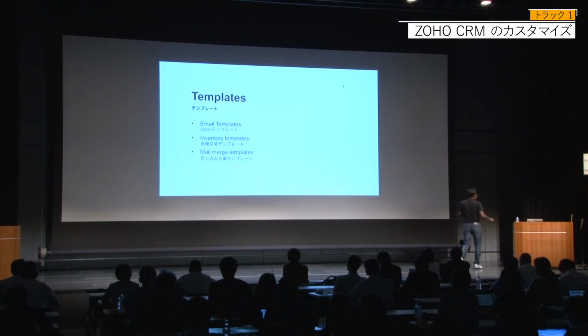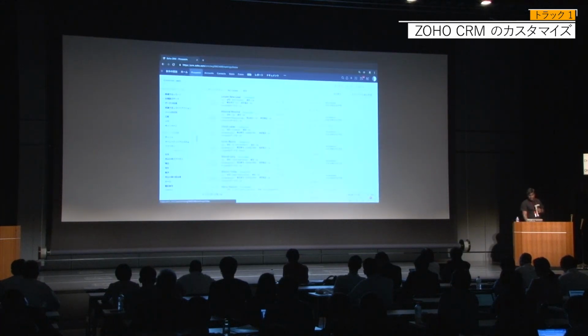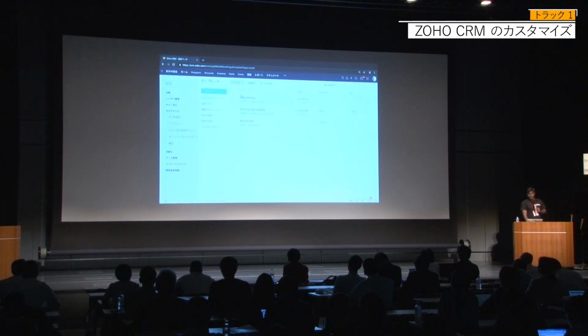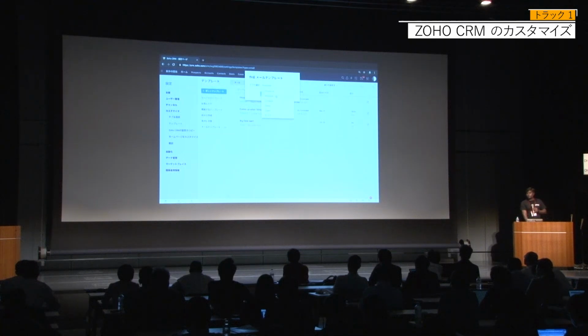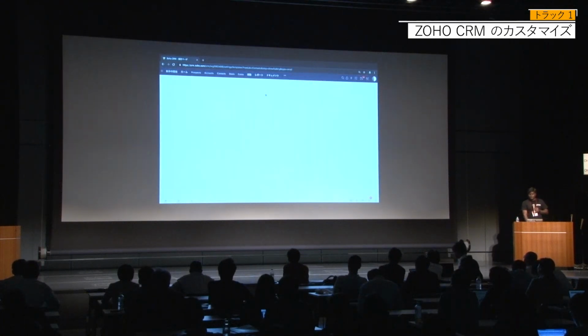So for that, you have to go again to setup, and under customization, the second option will be the templates. So this is where you see the email templates, the inventory templates, and the mail merge templates. So you can see that I've created a few email templates here. To create an email template, all you have to do is click on New Template, choose which module you want to create the email template for. Say I want to create it for contacts.